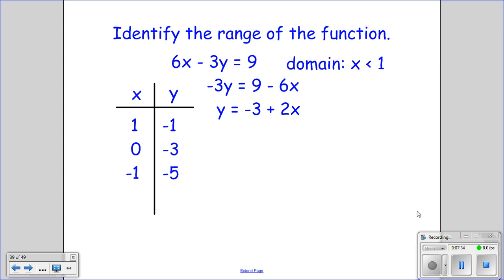Notice that my x's start at 1. My corresponding y starts at -1. So I'm going to say my y's are going to be less than -1, because notice the numbers keep getting smaller after that very first one.